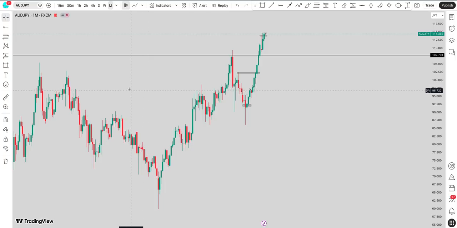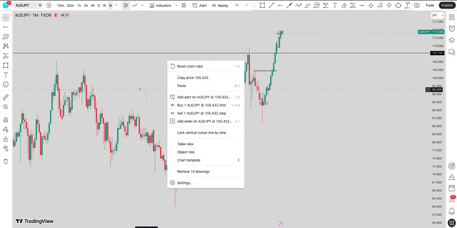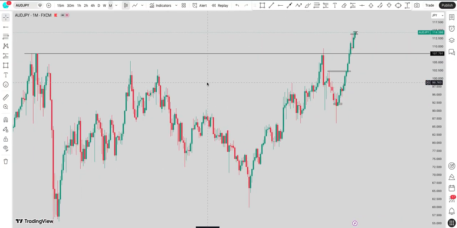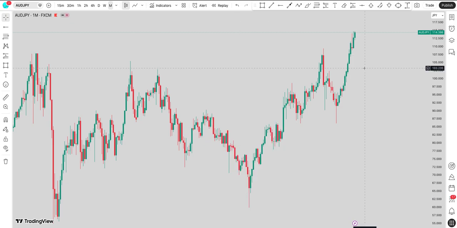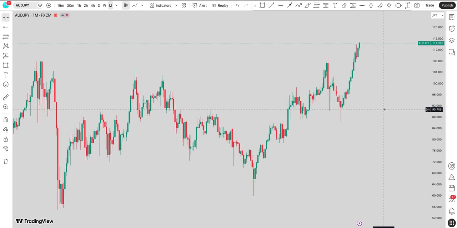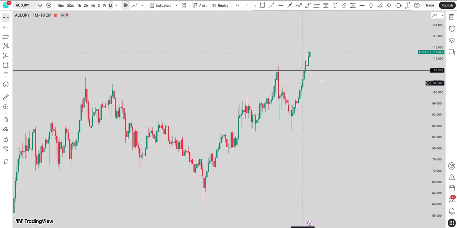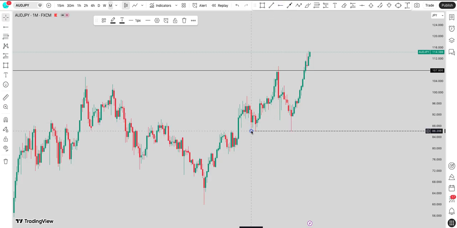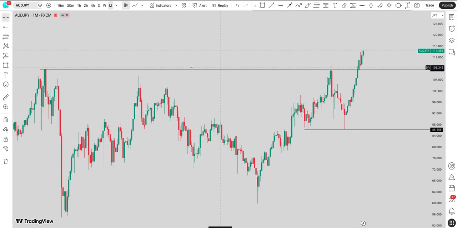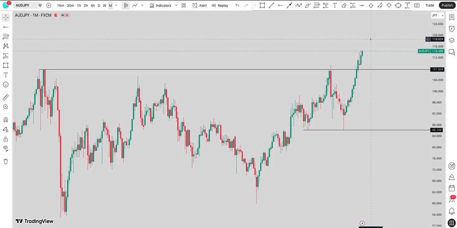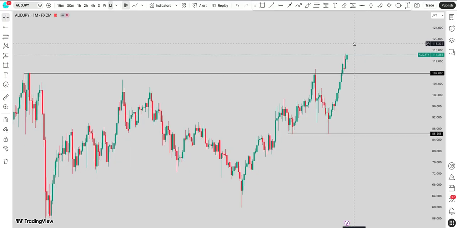I always want to do my market analysis from the monthly time frame in order to get the overall direction. So this is the monthly time frame. We are overall bullish on the monthly time frame. So let's draw out the support and resistance levels from the monthly time frame before we scale down to our market structure trade entry time frame.